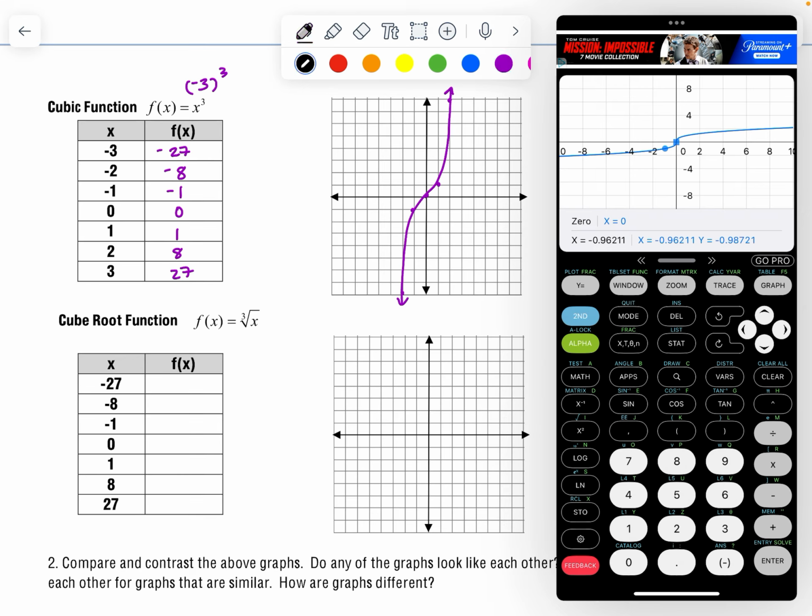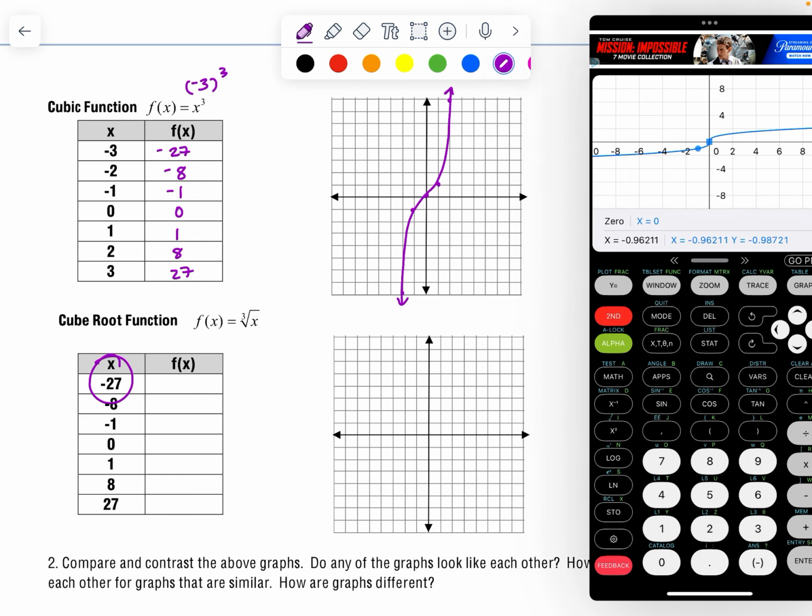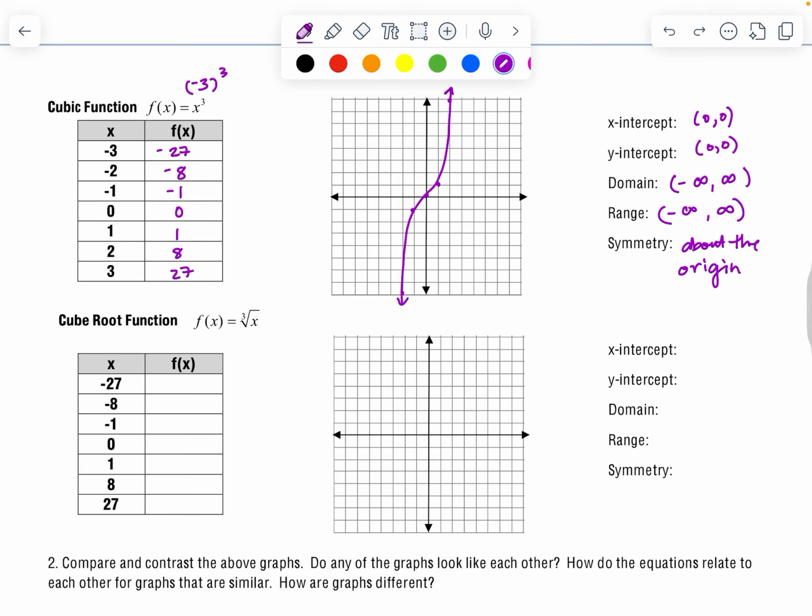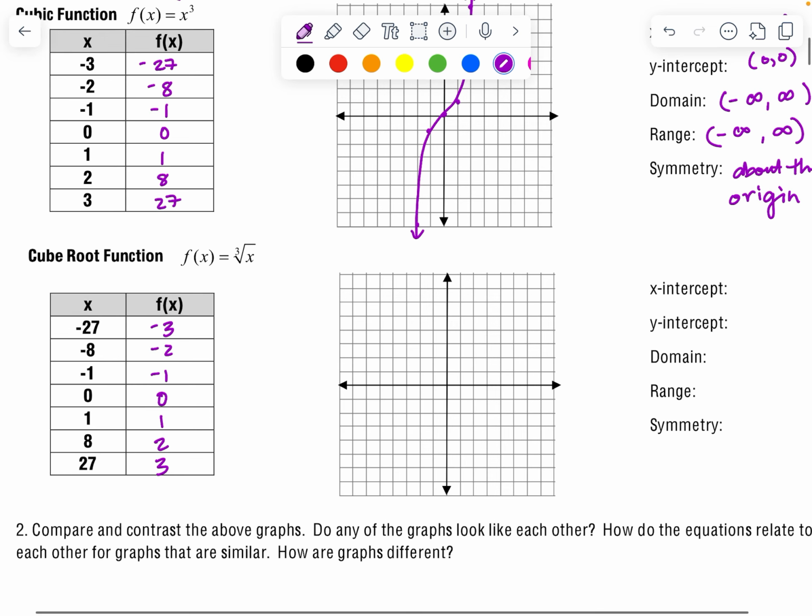So this is why we chose these values specifically, because the third root of negative 27 is what number times itself 3 times is equal to negative 27? Well, that's negative 3. Negative 3 times negative 3 times negative 3 is equal to negative 27. For negative 8, it's negative 2. And if you notice, these are kind of inverted. Negative 1, 0, 1 times 1 times 1 is 1. 2 times 2 times 2 is 8. 3 times 3 times 3 is 27. So we actually get this inverted graph of our cube.